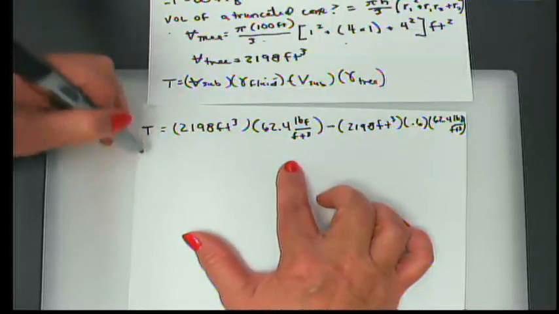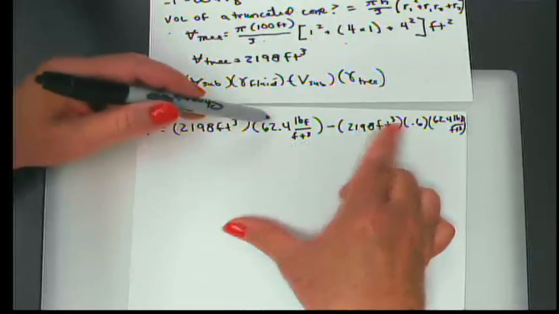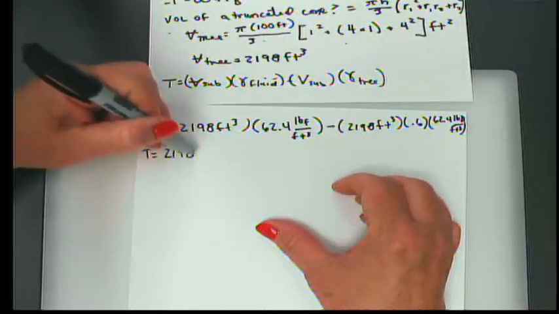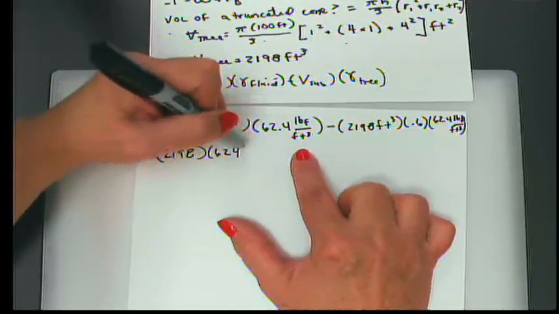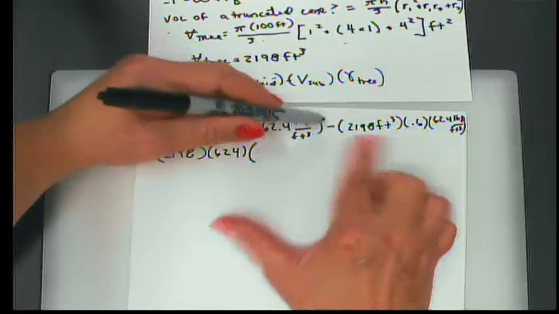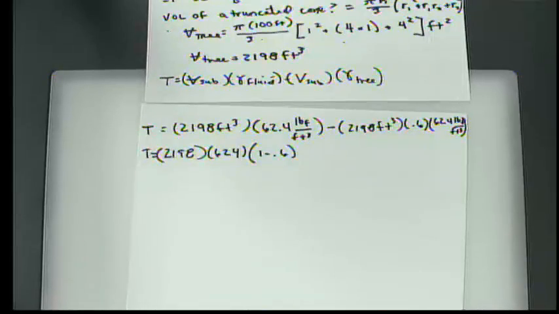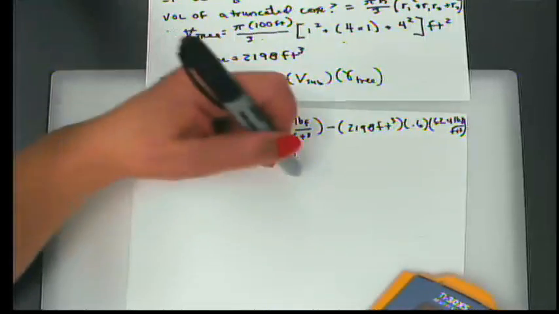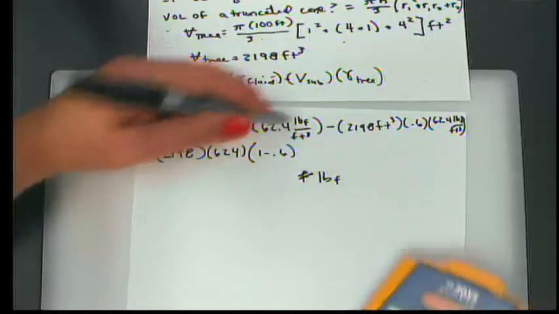All right, so to simplify the math a little bit, I can see that I have this term and this term in both. So I can pull them out, 2198 times 62.4. Then I multiply that by 1 minus 0.6, which turns out to be 0.4. And I can also see that I have cubic feet canceling cubic feet. So this is going to be in pounds of force. All right.